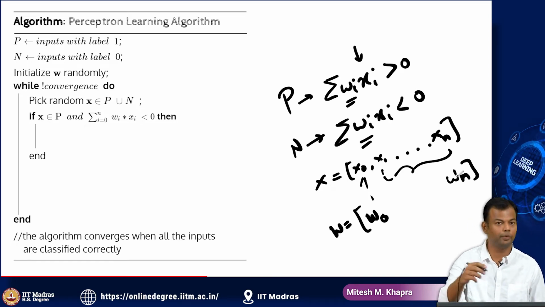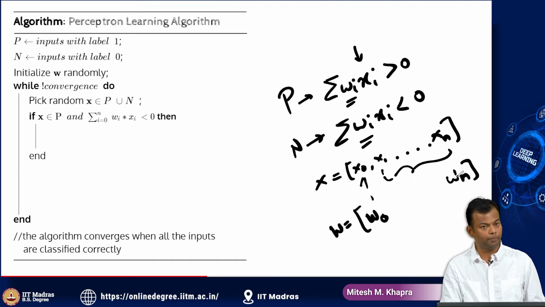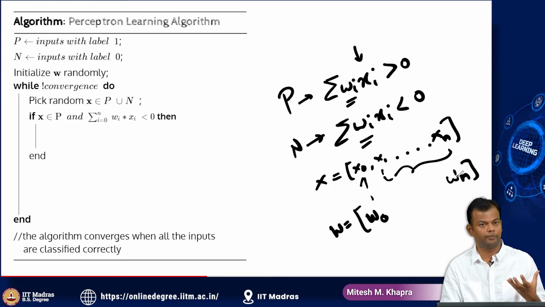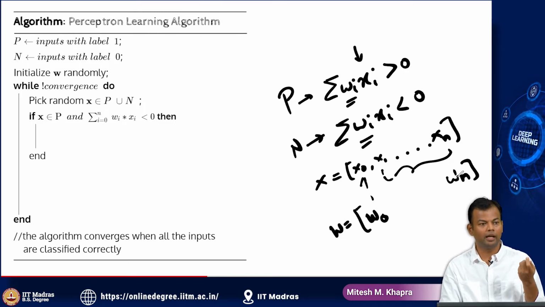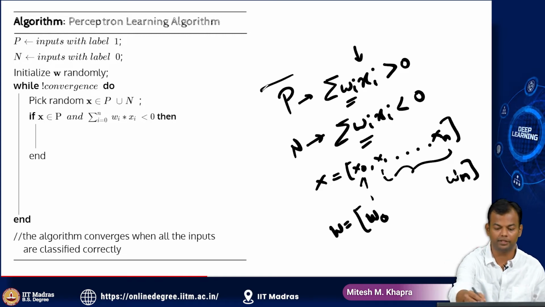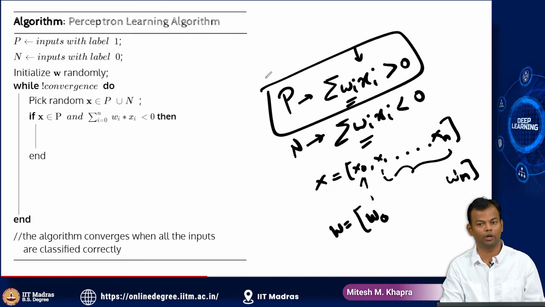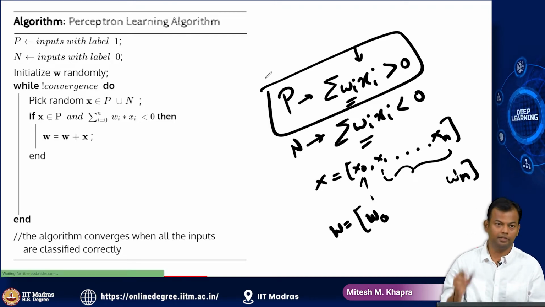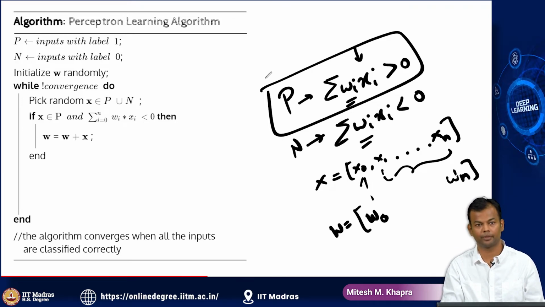I'm going to take the weighted sum of wi xi, and if the point was positive and this weighted sum is less than 0, then you and I understand something bad has happened, because if the point was positive, I wanted this weighted sum to be greater than 0. That is what I have said here. So something is going wrong. My weights are not the way they should be, so I need to do some correction. And this is the correction I'm going to do: w is equal to w plus x.